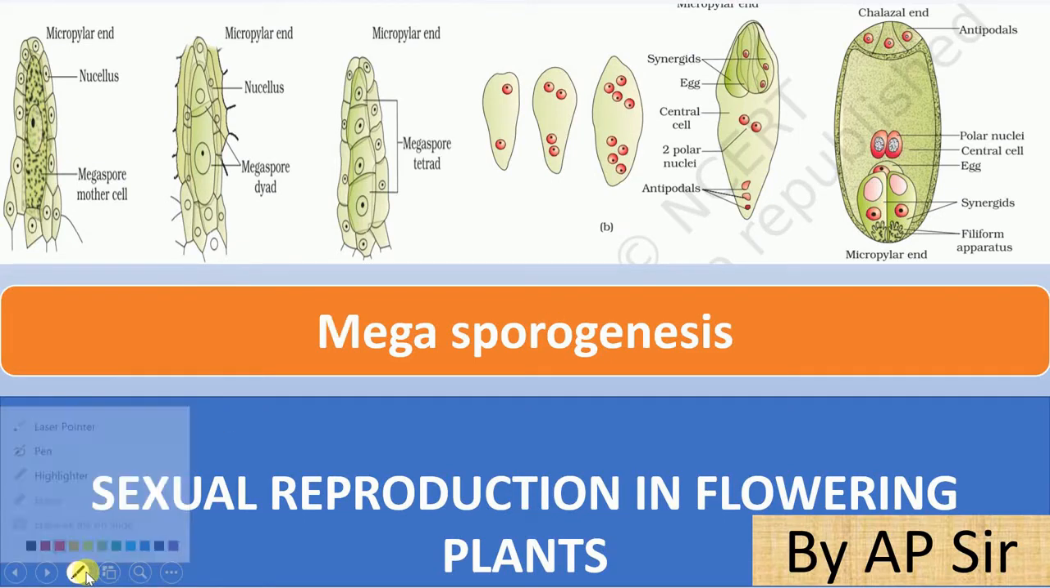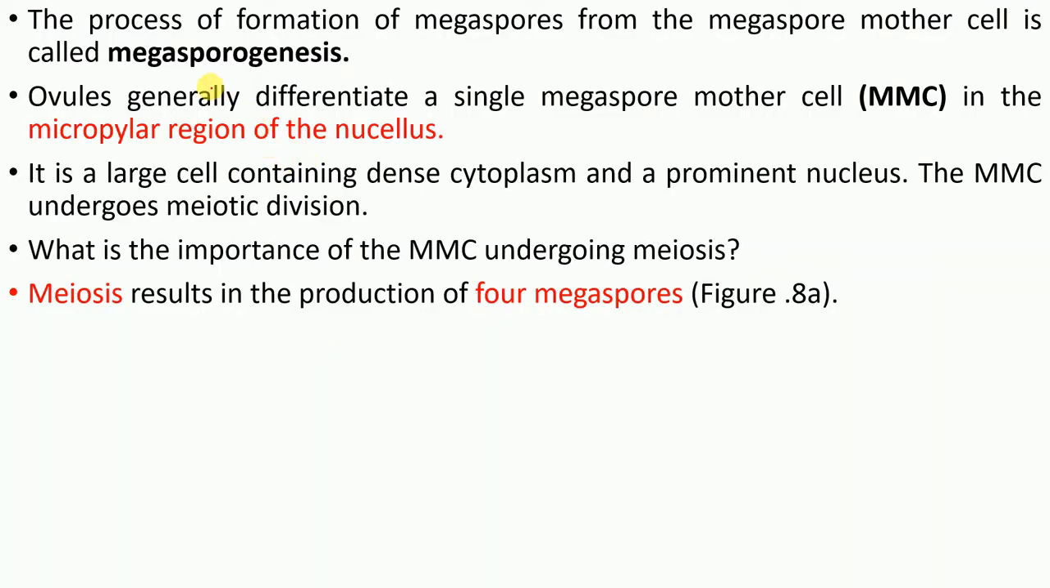So in the last lecture we discussed the pistil and megasporangium, the structure of the ovule and the types of ovule. We have already gone through it, right? So in this lecture we are going to discuss megasporogenesis, right? Megasporogenesis is the process of formation of megaspore from the megaspore mother cell, MMC. It is known as megasporogenesis.